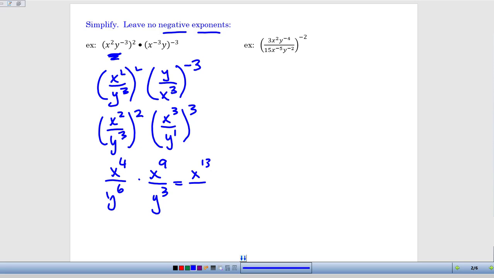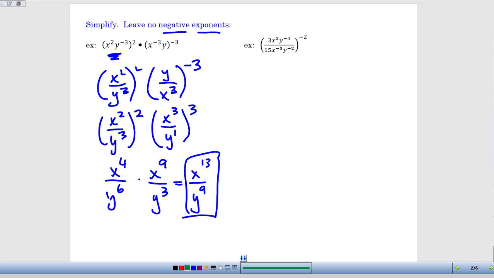We're going to add those exponents when we multiply like bases, and then down in the denominator it'll be y to the 6th times y to the 3rd. So add those exponents, we get y to the 9th. So there is our simplified expression there. We have just a single x being raised to the positive exponent of 13, single y being raised to a positive exponent as well. In our second example, I'm going to take a similar approach.